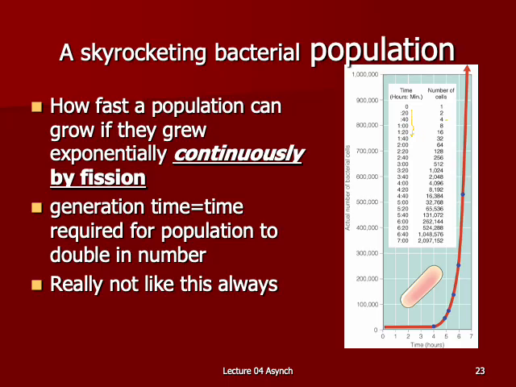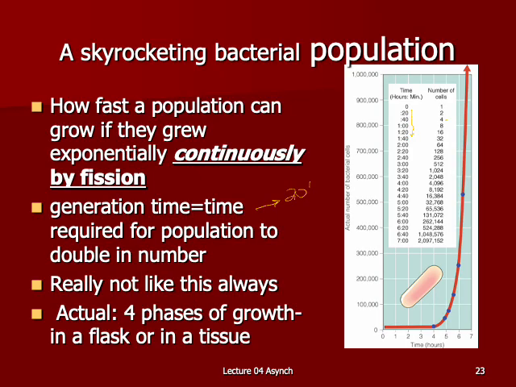Now, if you're looking at this and you say, well, they've doubled every 20 minutes, we'd say the generation time in this example is 20 minutes. That's the term generation time. It's the time required for the population to double in number. And this happens, but only through certain periods of growth of a population of bacteria. It's really not happening all the time.